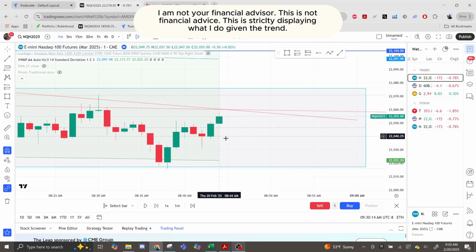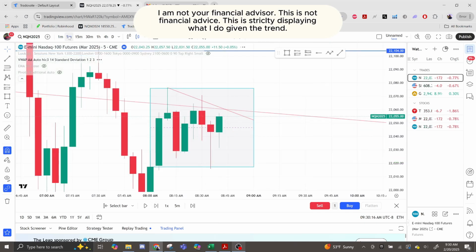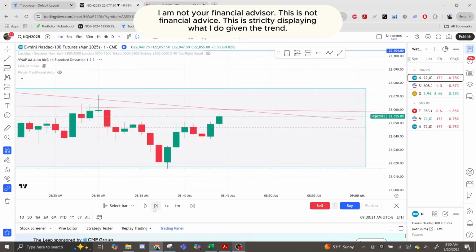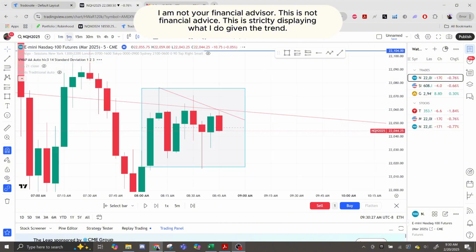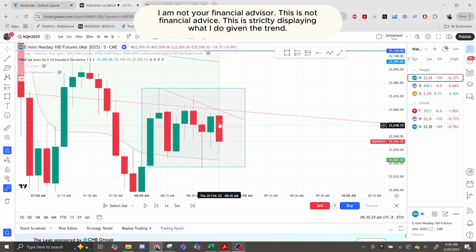Okay, this candle here might be the start of a new 5-minute candle. Not yet. Let's go one more. Is this the start of a new 5-minute? Yeah, so it is, and you can see it here, right? I mean, it completely just shot down.